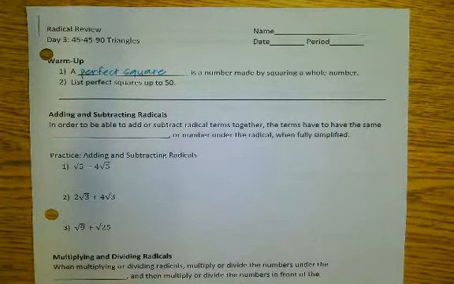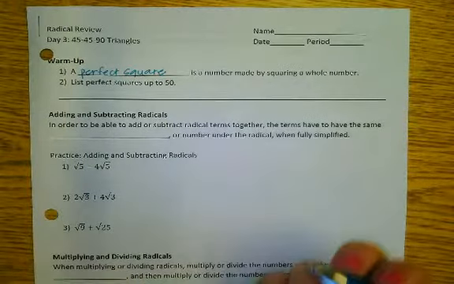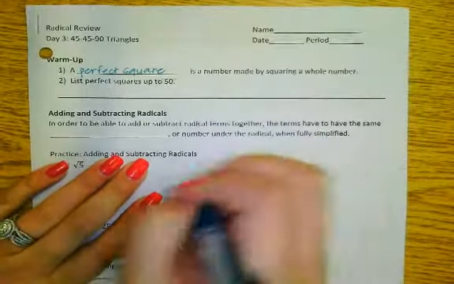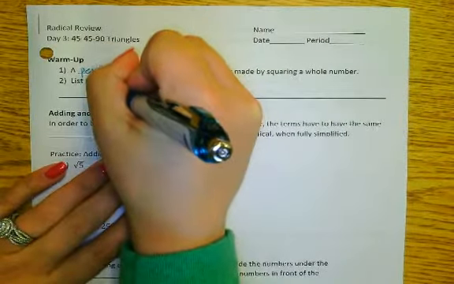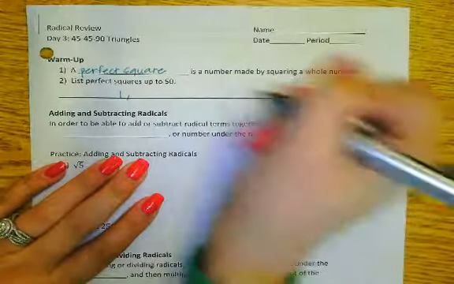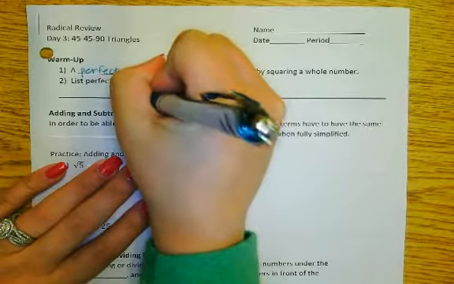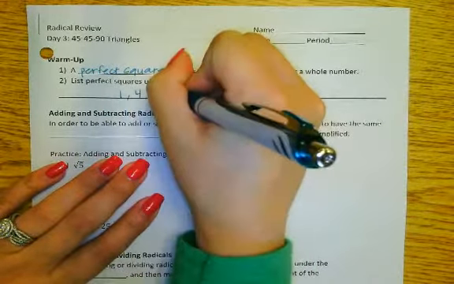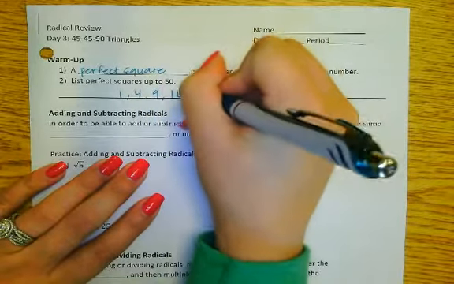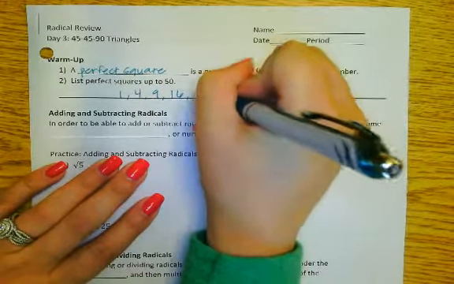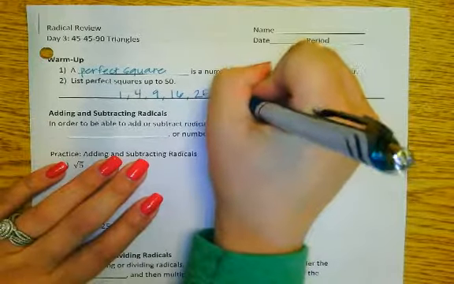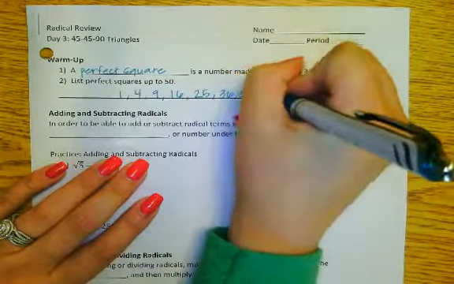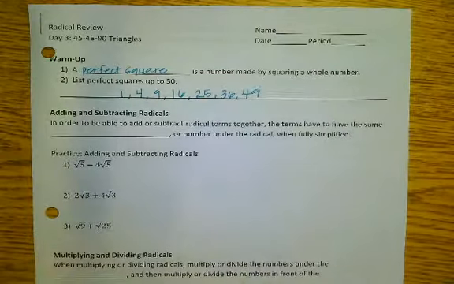Okay, so number 2 says list perfect squares up to 50. Okay, so let's start thinking of them. What is 1 squared? 1. 2 squared? 4. 3 squared? 9. 4 squared? 16. 5 squared? 25. 6 squared? 36. 7 squared, 49, and then you can go on, but we're just going to list them up to 50 for now.